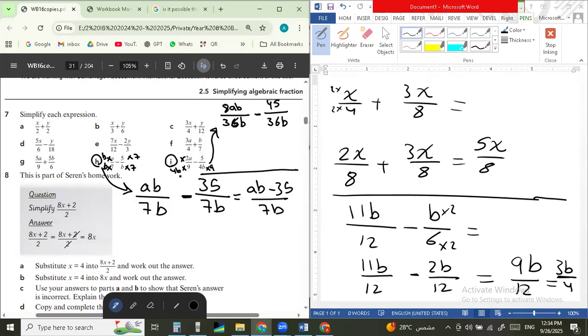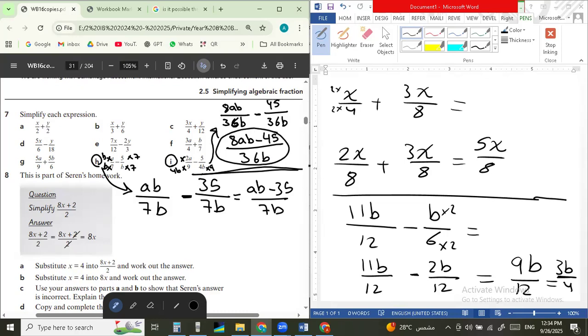So let's do it. 8ab minus 45 over 36b. That is it. Okay? So this is the final answer. Can we simplify it, Mister?